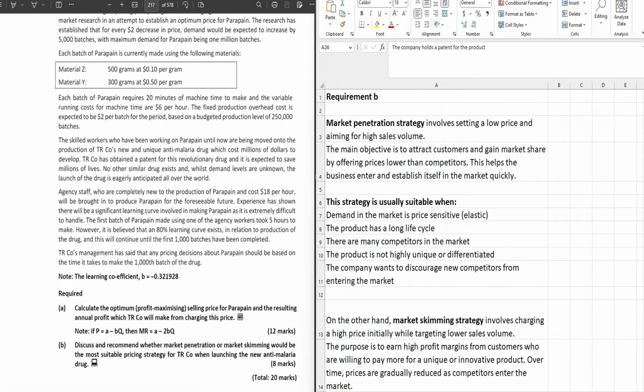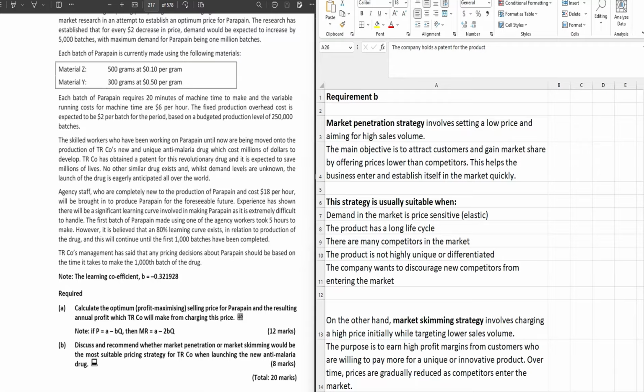So guys, for part B, I have solved here. So you can read it. So I have started by describing the market penetration and where this strategy will be suitable. So what is the market penetration? So basically it is a strategy where company will set the low selling price and aim to achieve the higher sales volume. Why is the company doing so?